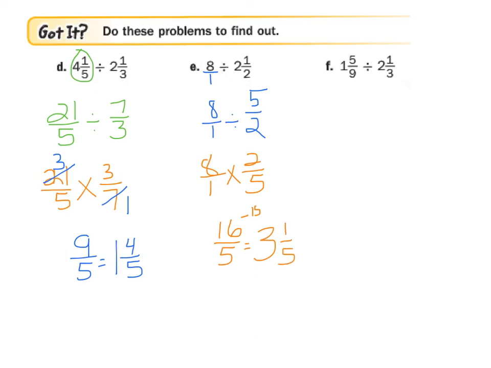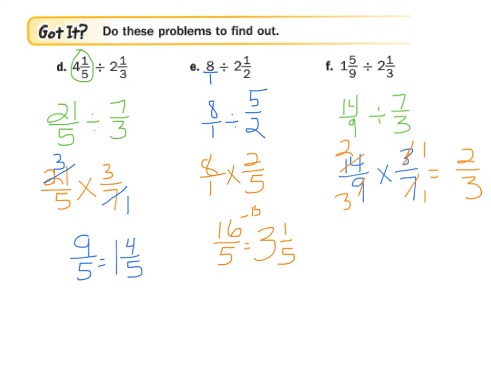Why don't you go ahead and try F on your own and pause the recording and then turn it back on when you're ready to see if your work matches mine. So I took and made 1 5/9 into 14/9 and 2 1/3 into 7/3. And then I keep change flipped, so I had 14/9 times 3/7. The 9 and the 3 could be divided by 3, and the 14 and the 7 could be divided by 7, so 2 times 1 is 2, and 3 times 1 is 3. 2/3.